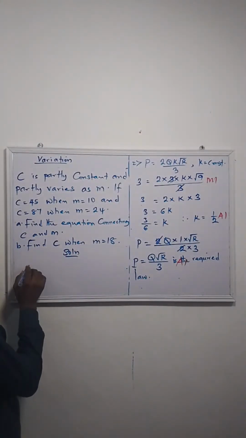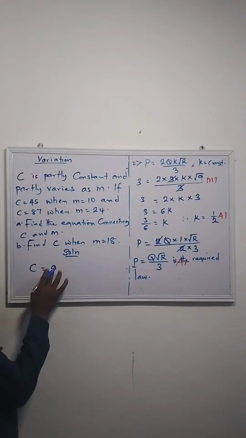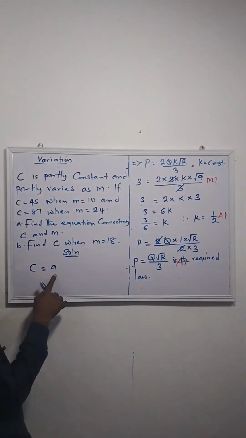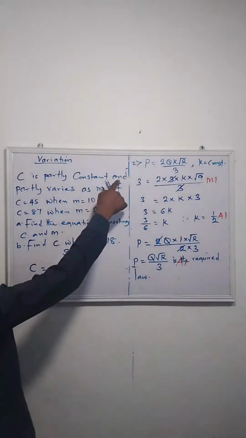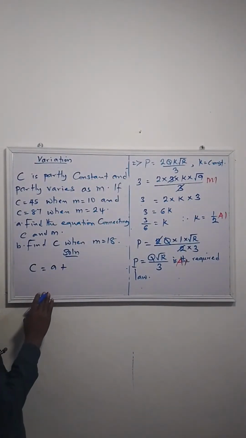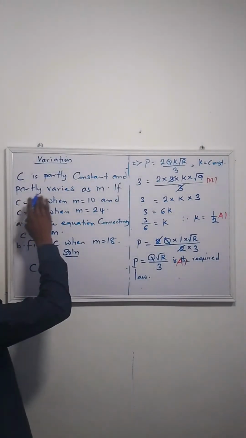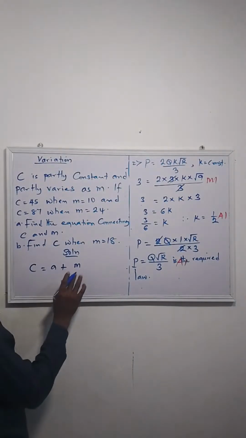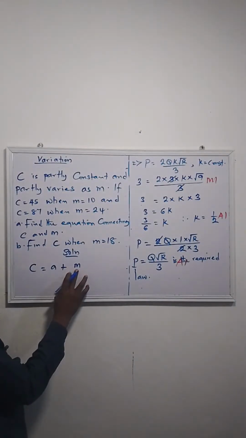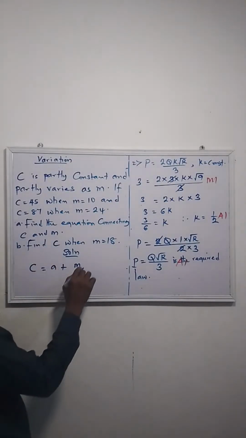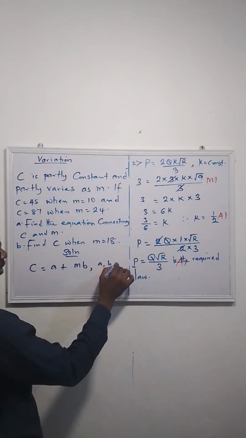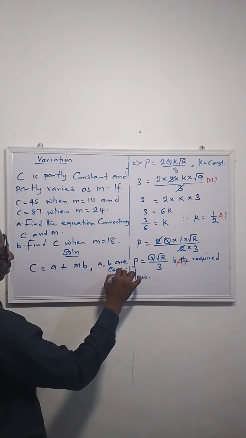Now look at it. C is partly constant. That means C equals A, where A is the constant. And partly varies as M. So M is a variable. Once you write a variable here, you have to introduce a constant as well. Let's call the second constant B. So we write that A, B are constants.